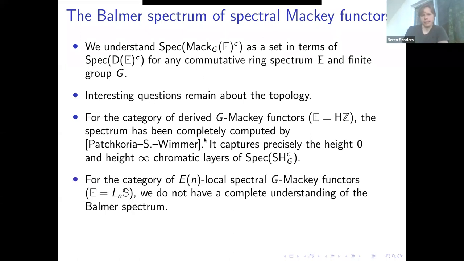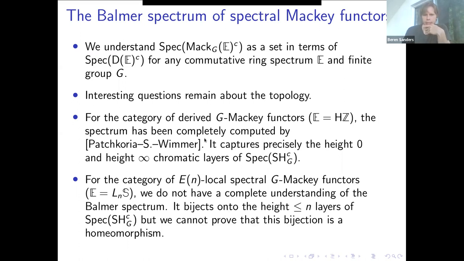On the other hand, if we take the category of E_n-local spectral Mackey functors, we don't have a complete understanding of the Balmer spectrum. We know that it bijects onto this truncation, the height less than or equal to n layers of the G-equivariant category, but we can't actually prove that this bijection is a homeomorphism. So there's a little bit of an unresolved open question there about the Balmer spectrum of E_n-local spectral Mackey functors. But in any case, we understand this as a set, and that is sufficient for our purposes of stratification.